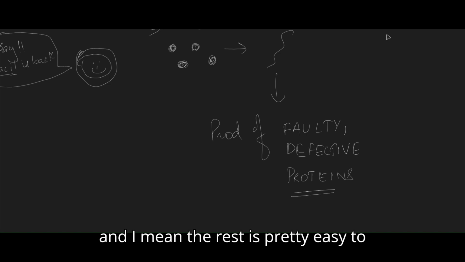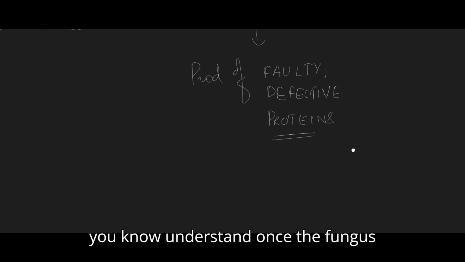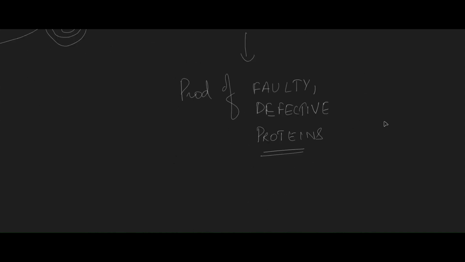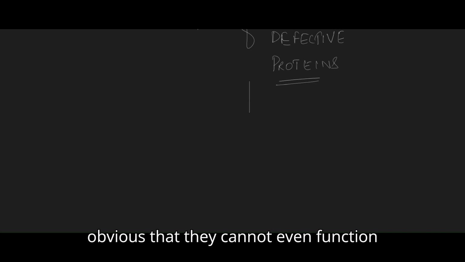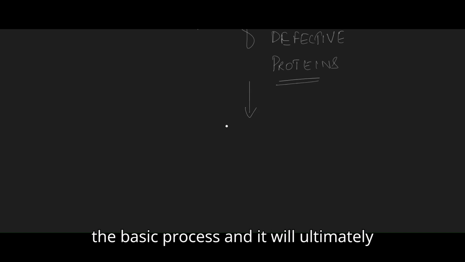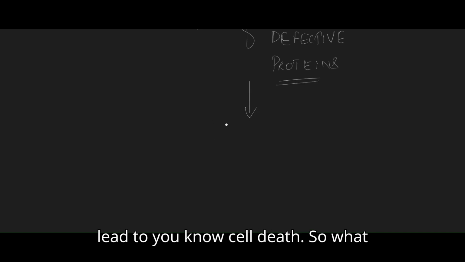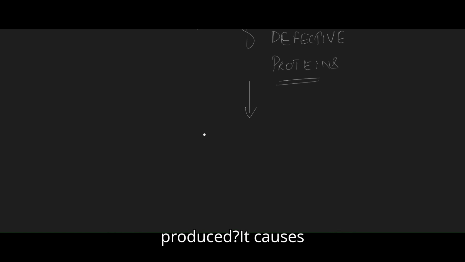And the rest is pretty easy to understand. Once the fungus produces defective protein, it's pretty obvious that they cannot even function the basic process, and it will ultimately lead to cell death. So what happens when defective proteins are produced?